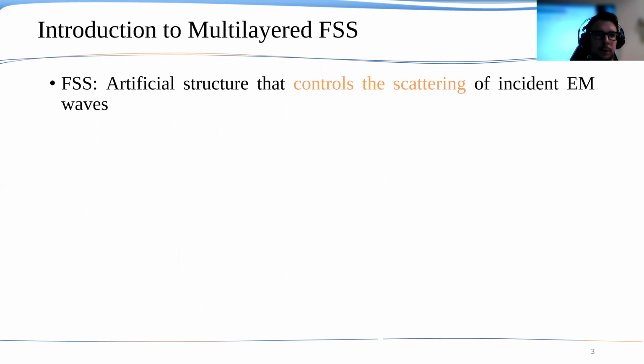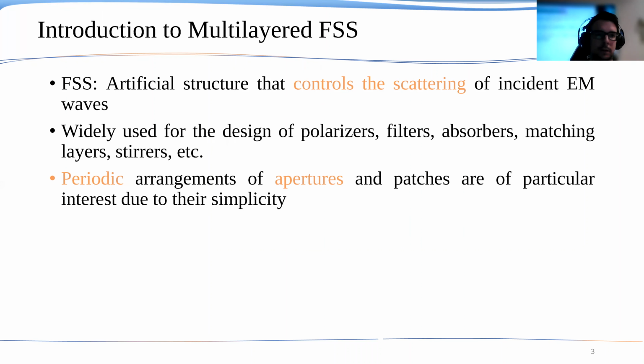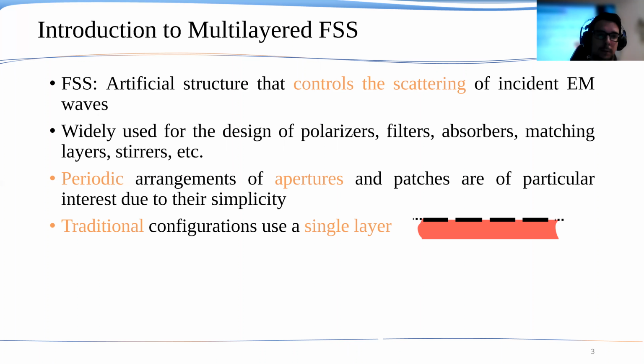Let's start by recalling what a frequency-selective surface is. A frequency-selective surface, or FSS, is any artificial structure that controls the scattering properties of incident electromagnetic waves. For that reason, they are widely used for the design of polarizers, filters, absorbers, and a wide variety of microwave and photonic devices. Among the possible configurations, periodic arrangements of apertures and patches are of particular interest due to their simplicity. However, traditional configurations use a single layer embedded in a dielectric media.